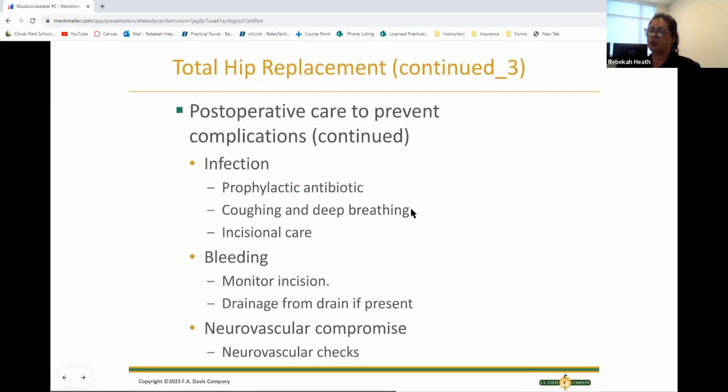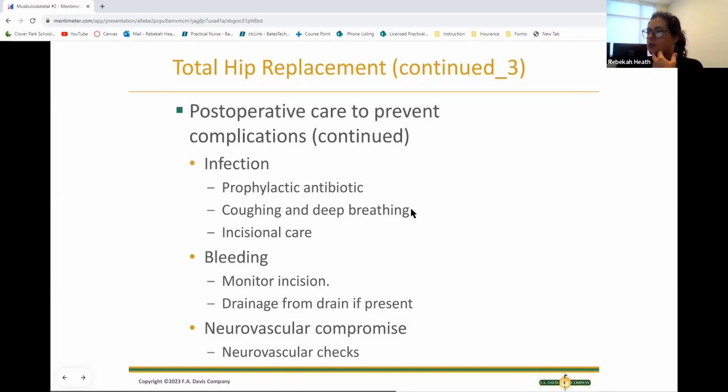So infection is another issue for any type of surgery. So we give them the prophylactic antibiotic before incision, but then a lot of times providers will order antibiotics for after surgery. And that's just to prevent anything that they might have been exposed to.